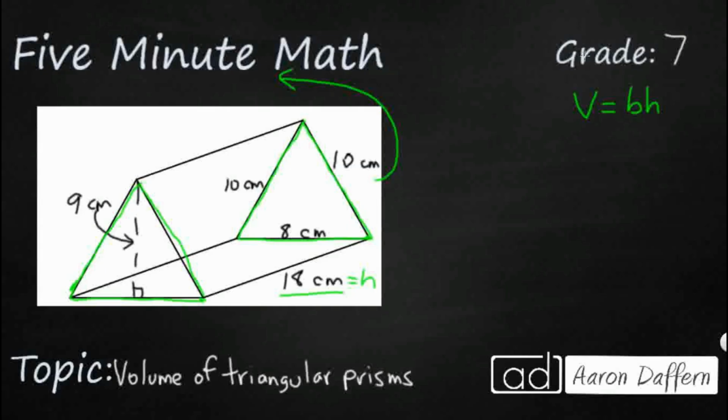And so we already have that. Volume equals, let's call that 18. Let's just go ahead and flip that using the commutative property. 18 times b, which is our base. Now, we need to figure out what the base is.